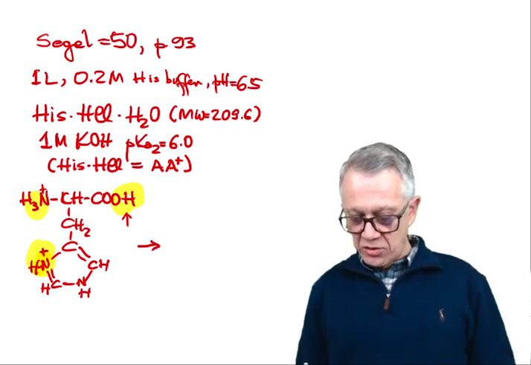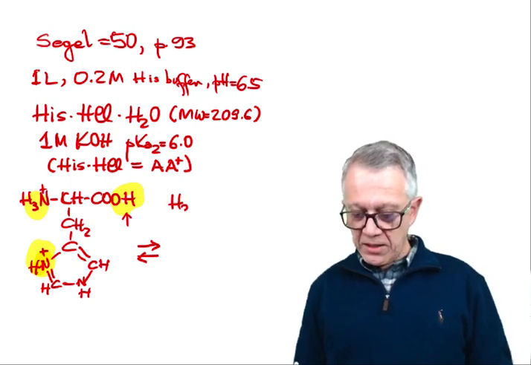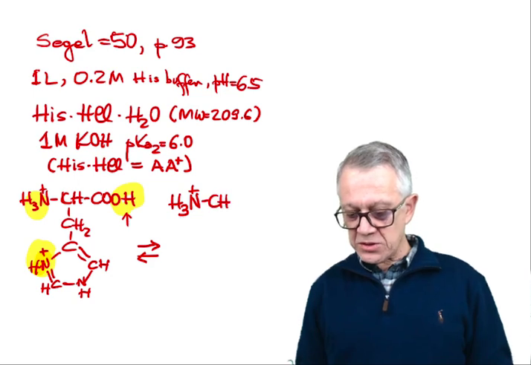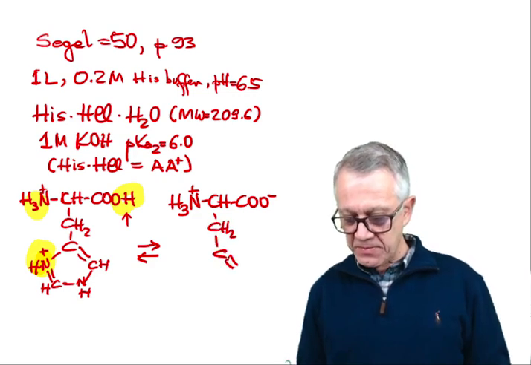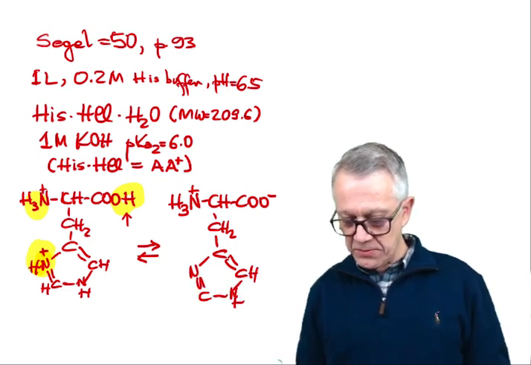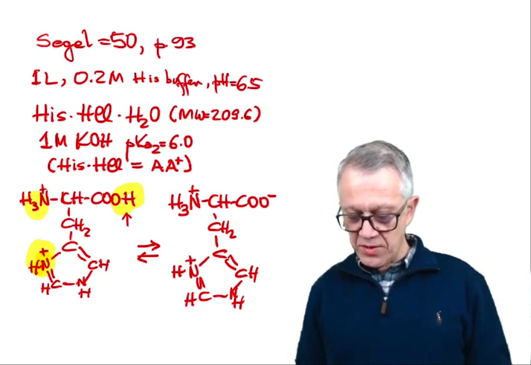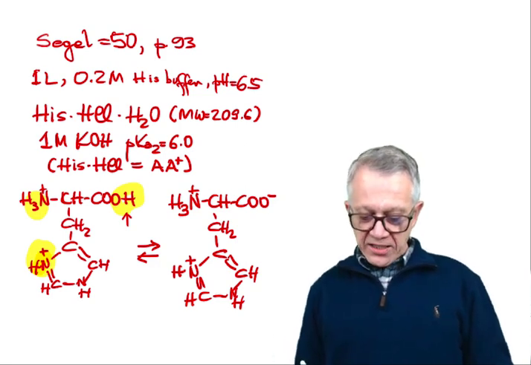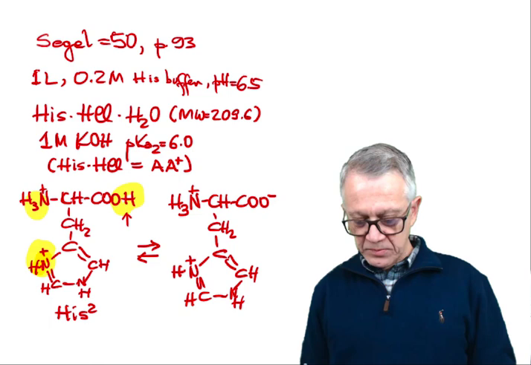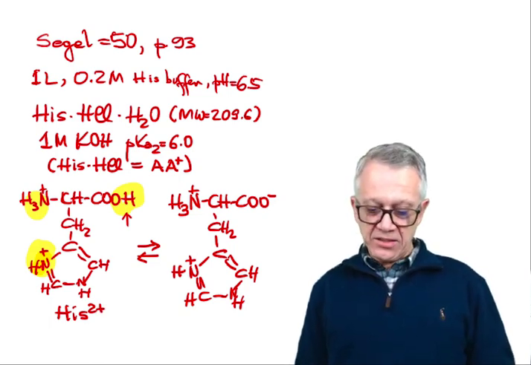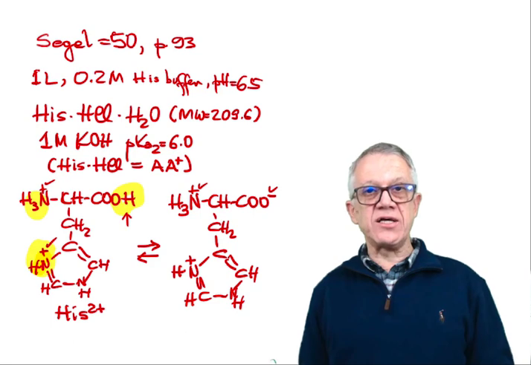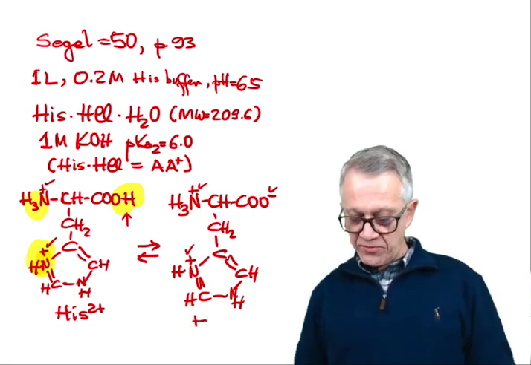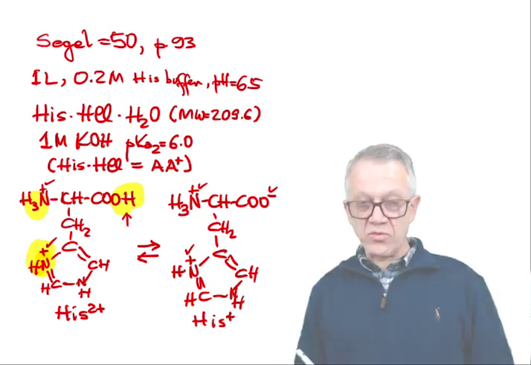lowest pKa. So first step, this is going to go to H3N+, CH, COO minus, now because it's deprotonated, CH2, C, double bond C, N, double bond C, N, H, H. This remains protonated. So now we start first with histidine 2+. We have 2 charges for histidine, one here, another there. So that's 2+. This one here, we have a positive charge here, negative charge there, and so the overall charge of this form of histidine is histidine plus. So this is the one that we are working with.